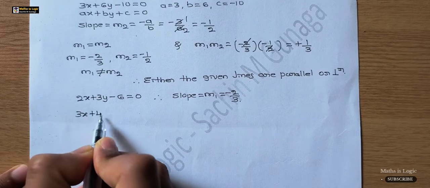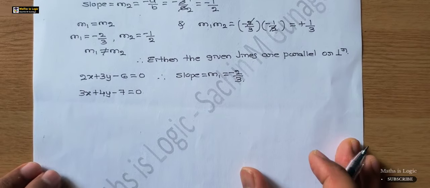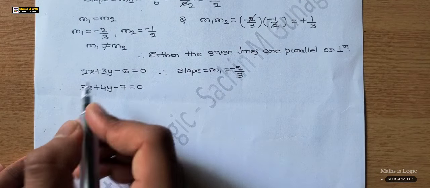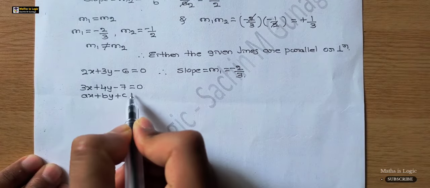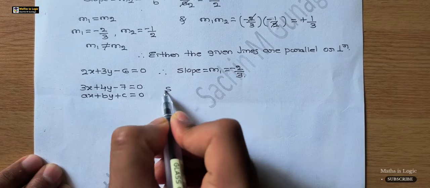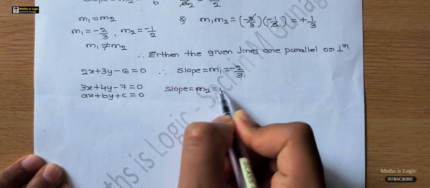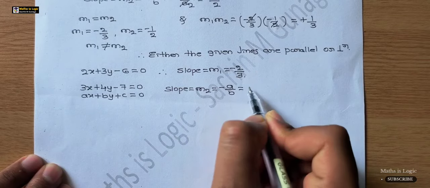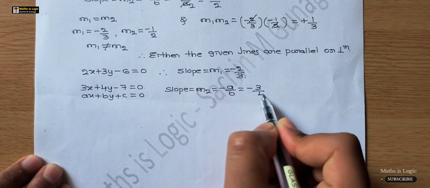3x plus 4y minus 7 is equal to 0. So here we find the slope m2. Again, it is of the form ax plus by plus c is equal to 0. Therefore, slope m2 is equal to minus a divided by b, which is minus 3 divided by 4.